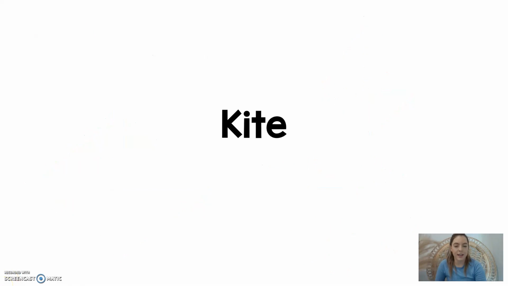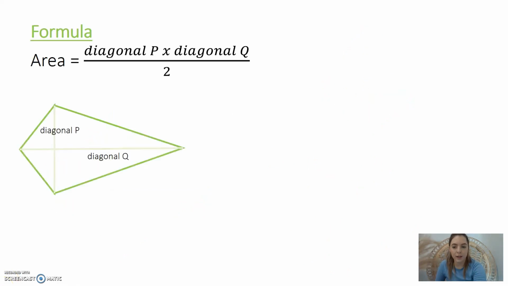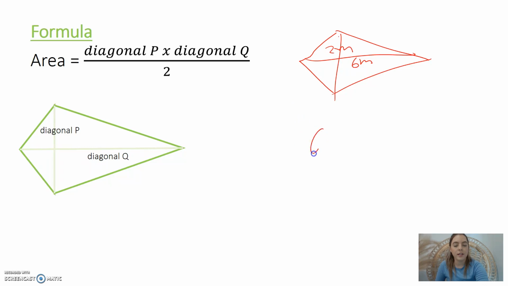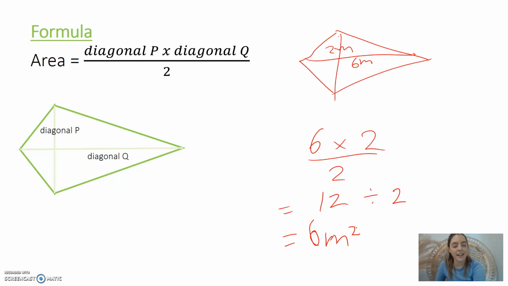And our lucky last shape is a kite. So very similar to the last one that we saw, but you'll notice that there's a little bit of a different triangle at the top here and a longer triangle at the bottom, using the exact same formula that we just did for the rhombus. So you're using the inside lengths, diagonal P times diagonal Q divided by 2. So if we had our kite here, and we've got 6 and 2 meters, we simply do 6 times 2 divided by 2. 6 times 2 is 12. Divide that by 2 is 6 meters squared. And that's how we calculate a kite.